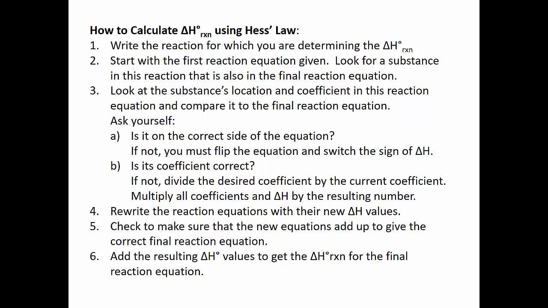And if you have to manipulate the equation so that you can answer yes to either of those questions, whatever you do to the equation, you need to do to your delta H. And I'm going to go over this as we do an example. And then you're going to rewrite your reaction equations so that you could say yes to both A and B for substances in all of your equations that you're looking at. And you're going to check to make sure that those new equations add up to give you your final correct reaction equation. And then you're just going to add up all the delta H values for those corrected steps.